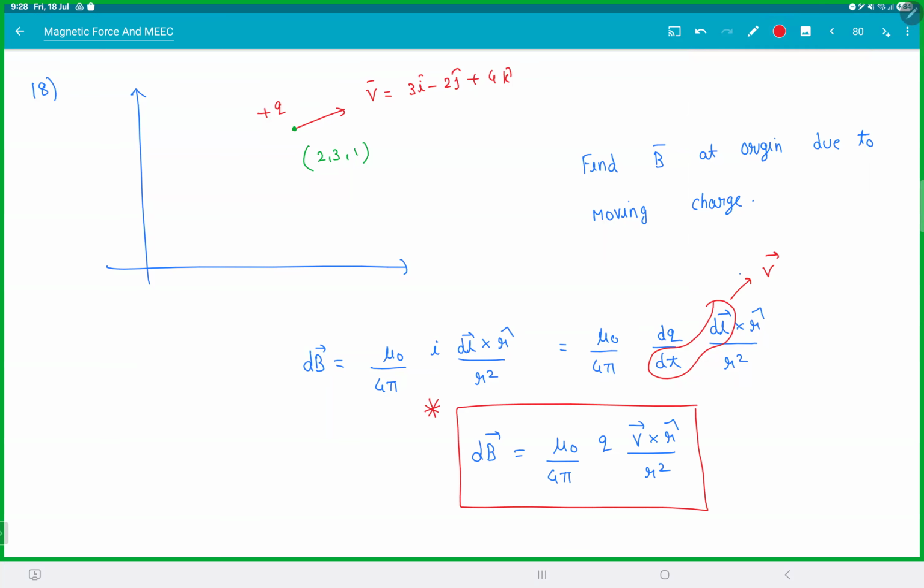They'll ask a question like this: find the ratio of the magnitude of electric field and magnetic field at the origin. So this will give you the magnetic field, and the electric field will be kq by r square. They'll ask you the ratio of these two things. That is how they'll frame questions.